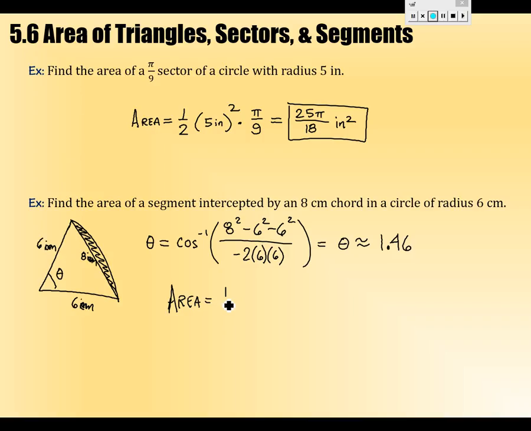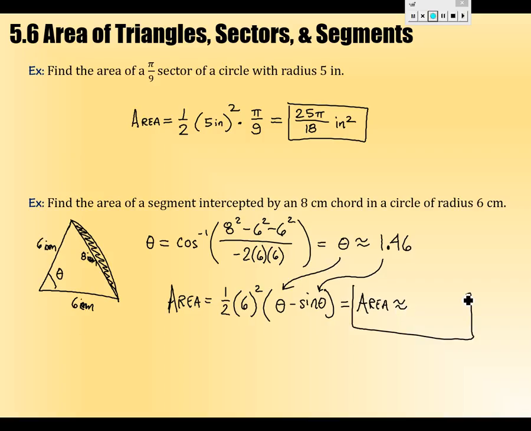But do it carefully, because if you do it in degrees, make sure your calculator's in radian mode when you do the sine of the angle. Make sure you get the right answer. What is this? 6 squared times theta minus sine theta, where theta is this stored value on your calculator, right? So you should get that the area is approximately something. I haven't worked it out yet.